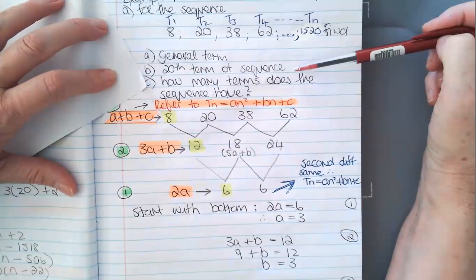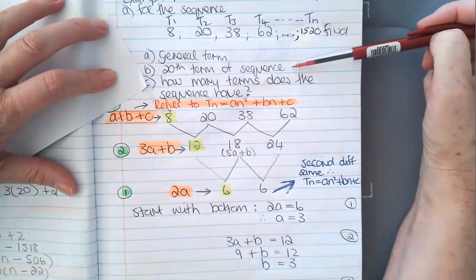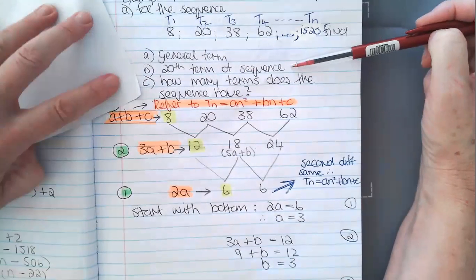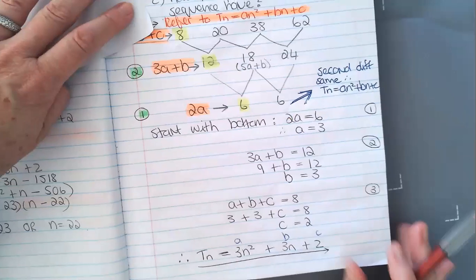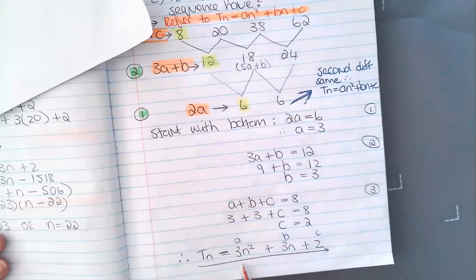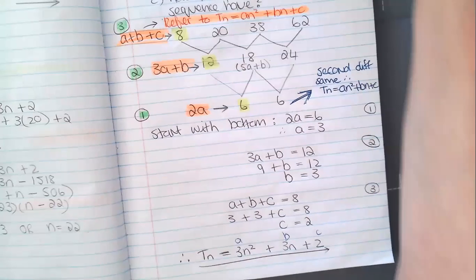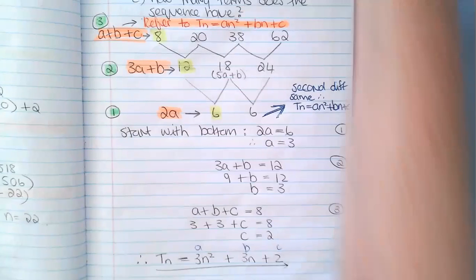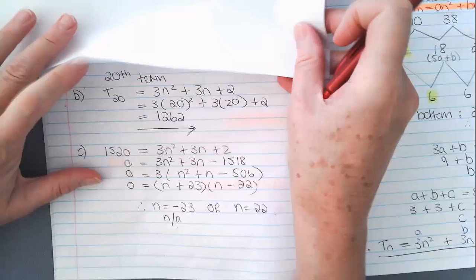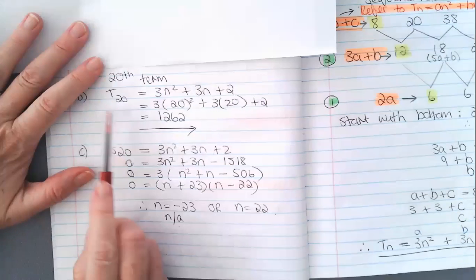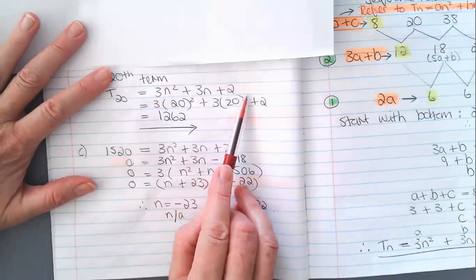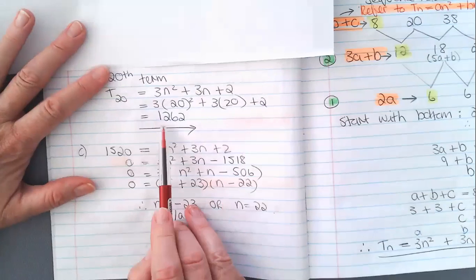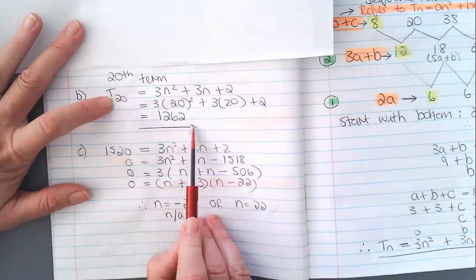Then the 20th term of the sequence. So we are just going to take our general term and substitute 20. So let's have a look. That's what we're going to do. Substitute the n with 20, 3n squared plus 3n plus 2, and our T20 is 1262.